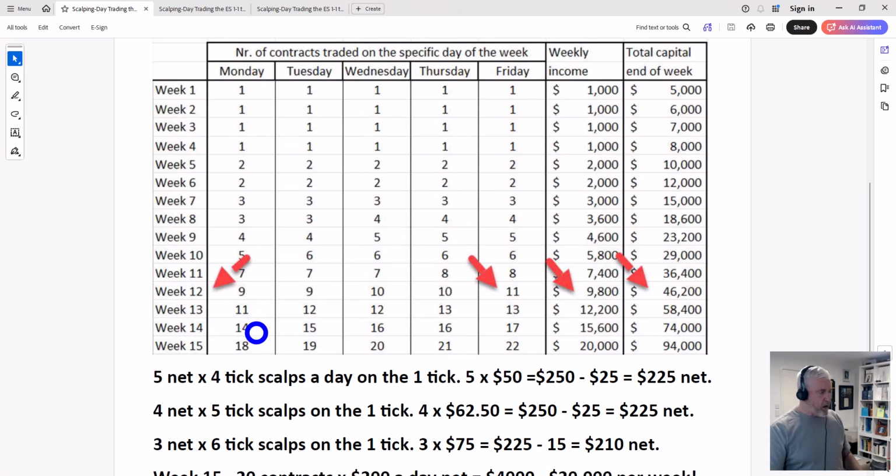Now how this compound table works, and this is the one you can download along with a description, a little video on how to actually use it, is we only start trading an additional contract each time we double our money. So when we've gone from 4,000 to 8,000, we start trading an additional contract.